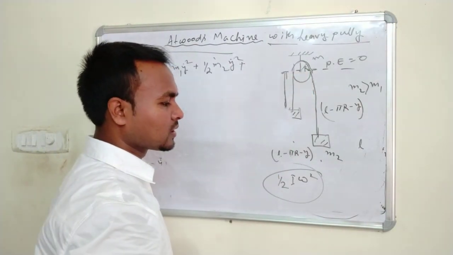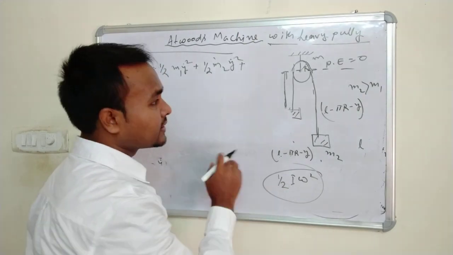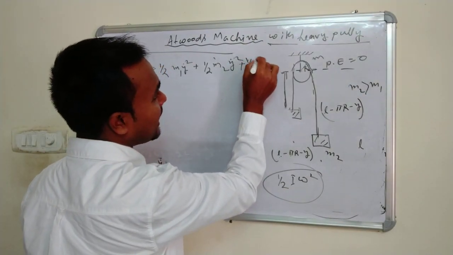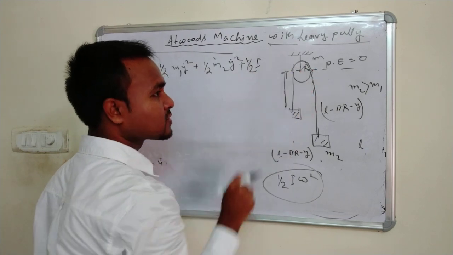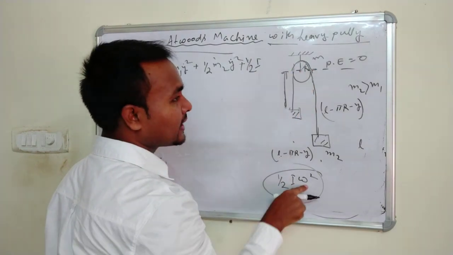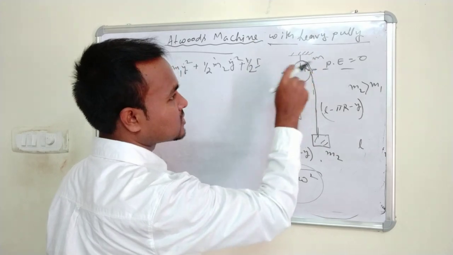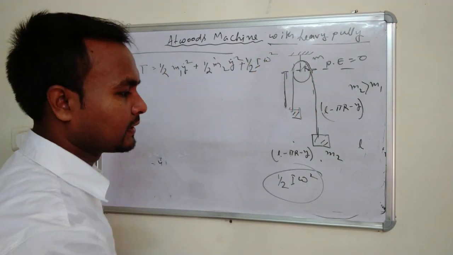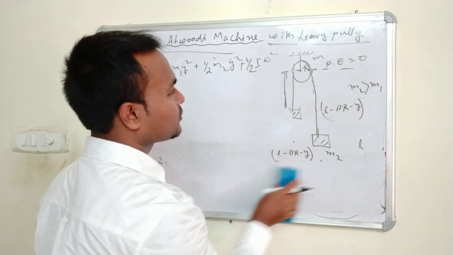Disc or spherical shape. Clear? So this I is the moment of inertia of this pulley, and omega is the angular velocity, I omega square. So this term we have to add. Clear? So this term we have to add.